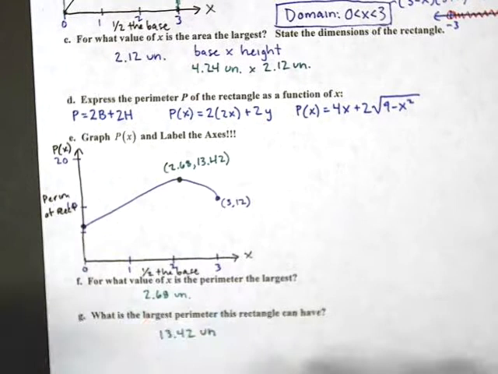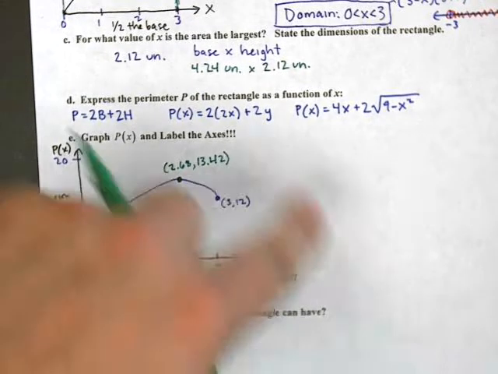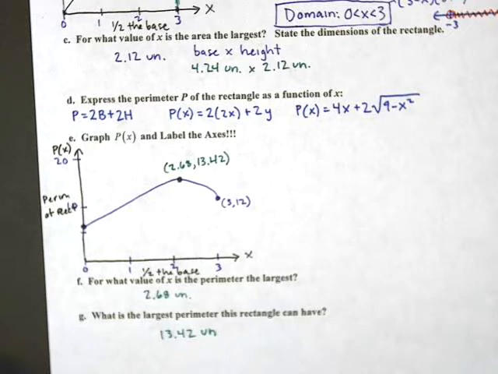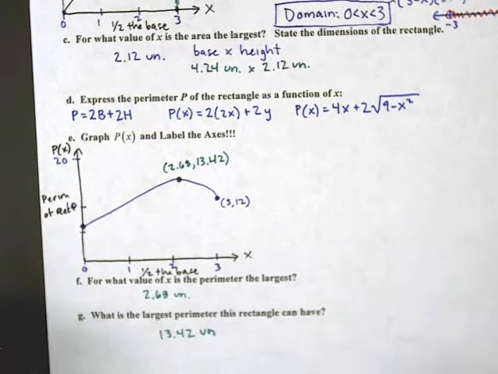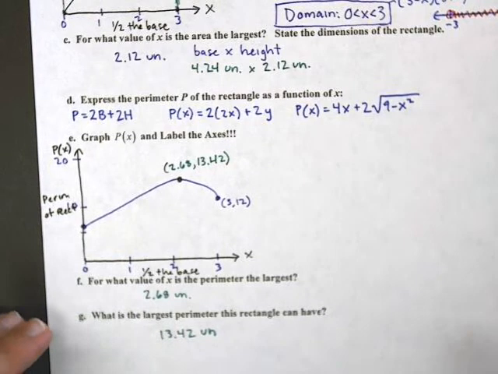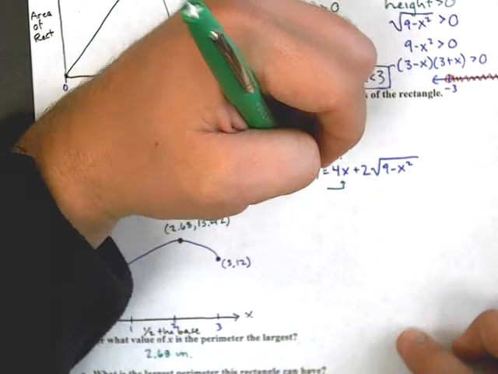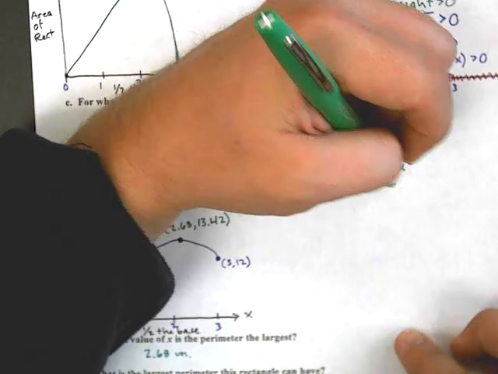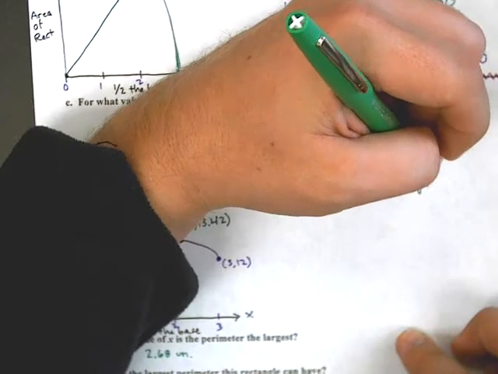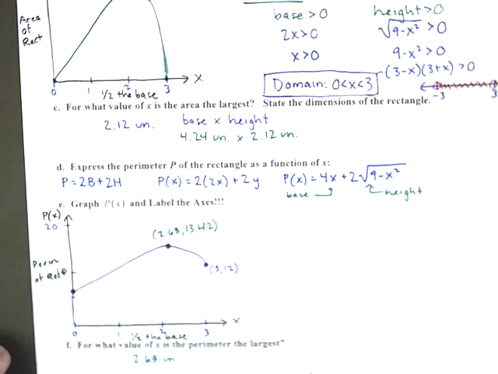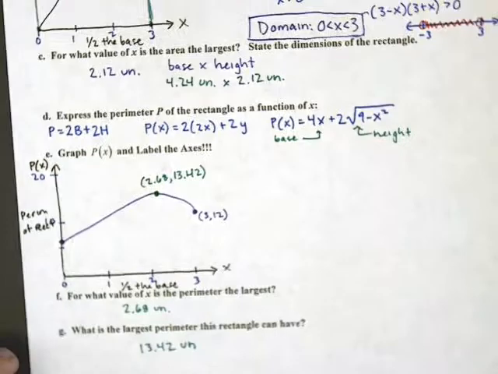Units, not squared. Perimeter is just all the way around, so it's not square units, it's just units. This one didn't ask for dimensions. If it did, I think you would be more than capable of finding them by going back and figuring out that this was our base and this was our height. You would be able to plug in to get those values if you were ever asked.